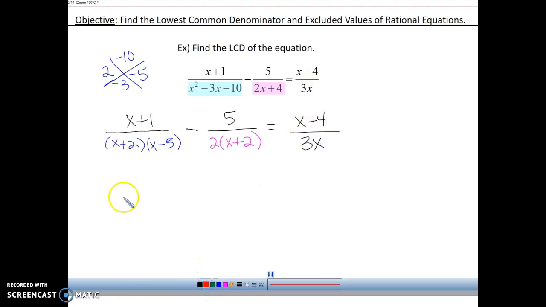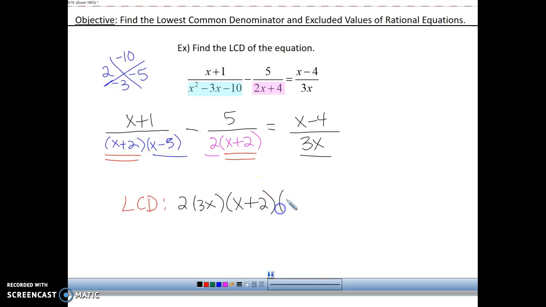Then to find the LCD, you're looking for things that are shared. So my shared values, I can see I have a x plus 2 in common. So that's going to be one of them. And then this x minus 5 is left over. And I have my 2 and I have my 3x left over. So you want to take all of those and multiply them together. Remember, it's the product of all of these. So I can see I have 2 times 3x, and then I have my x plus 2's, and I have my x minus 5.